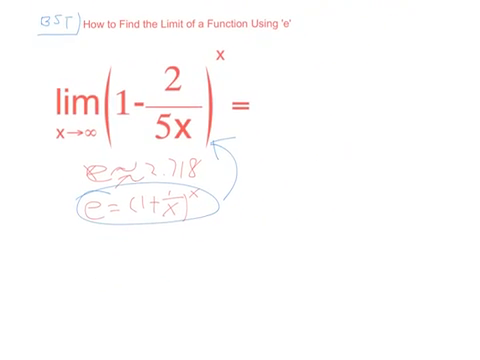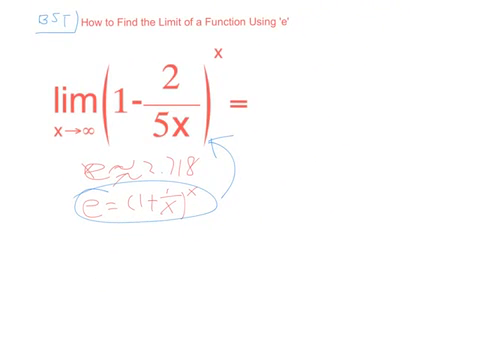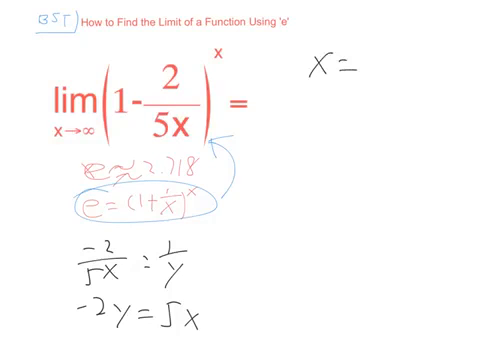The first thing we're going to do here is to assume that negative 2 over 5x equals 1 over y. And you're going to see why, the reason for me to do this, at the end of the video. So now let's solve this equation first. Cross multiplication, negative 2y equals 5x. So x equals negative 2 over 5 of y.